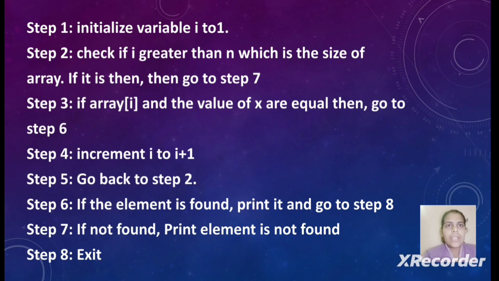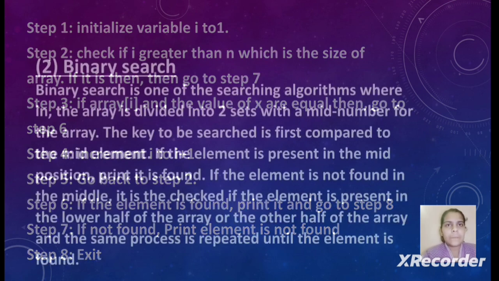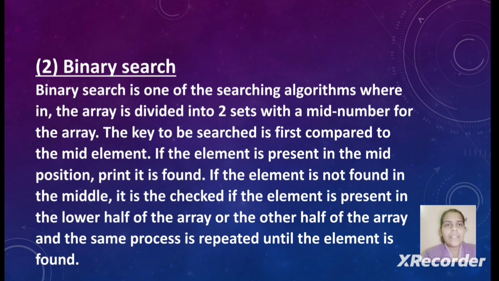Step 1. Initialize variable i to 1. Step 2. Check if i is greater than n, which is the size of the array. If it is, then go to step 7. Step 3. If array[i] and the value of x are equal, then go to step 6. Step 4. Increment i to i plus 1. Step 5. Go back to step 2. Step 6. If the element is found, print it and go to step 8. Step 7. If not found, print element is not found. Step 8. Exit.